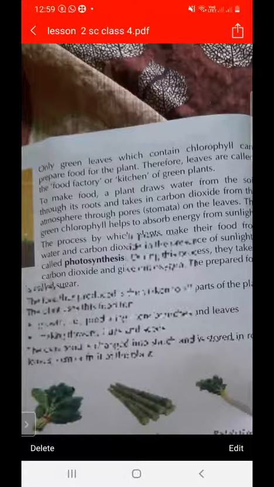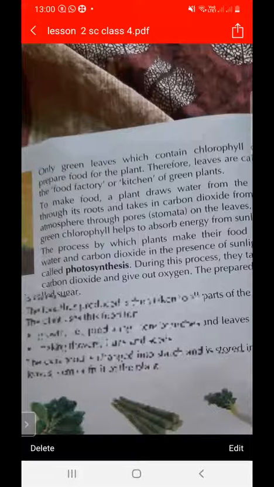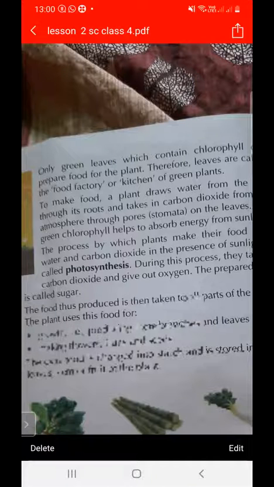All plants prepare food with the help of green leaves, and green leaves contain chlorophyll. So leaves are called the food factory as well as the kitchen of green plants, because green plants prepare their food with the help of leaves. So leaves are called the food factory or kitchen of the green plants.